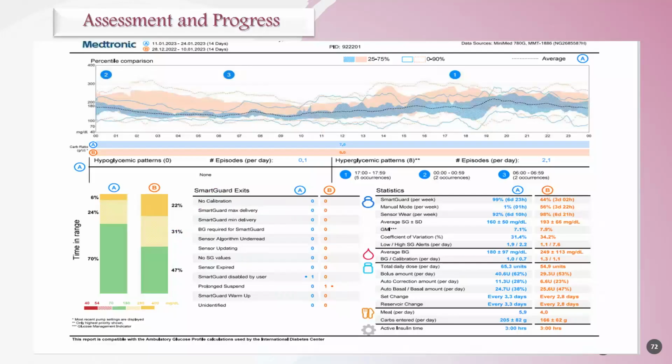And as I mentioned before, we study CareLink Medtronic because it is the most available pump used in our centers, without any bias. So let's start seeing the report. We start with the first page of the report, which contains most of the information we can get from the pump. This is the assessment and progress report.